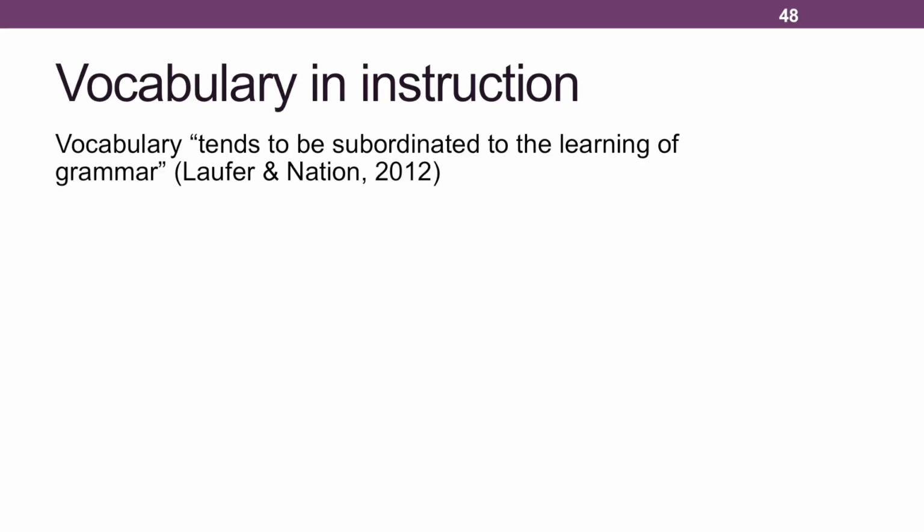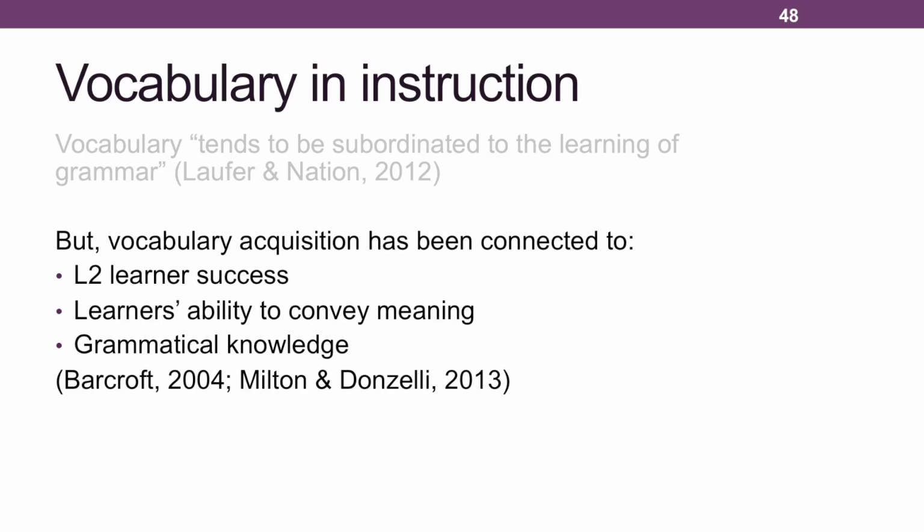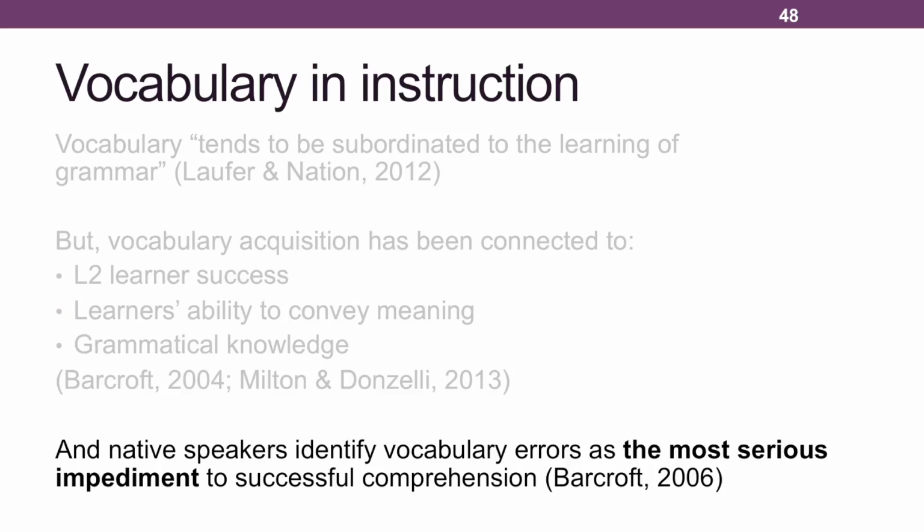Research has found that people don't focus on vocabulary instruction as much as grammar in class, but it's been connected to learner success, your ability to convey meaning, and your grammar knowledge. If you have more word knowledge, you have more grammar knowledge. Those are correlated. Also, native speakers identify vocabulary errors as the most serious impediment to understanding. If you mess up grammar, they might still understand you. If you use the wrong word, meaning might not be conveyed at all, right?